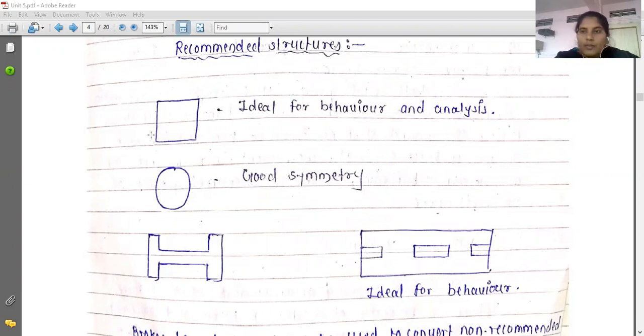I hope you have completed these figures about the recommended structures for the building. First one is the square building. Second one is the symmetrical, that is the circular section. Next one is the H type of section. We can split it in these three ways, into this first, second, and third. Okay, so that area will be split, and then it will act as good resistance towards the earthquake load.